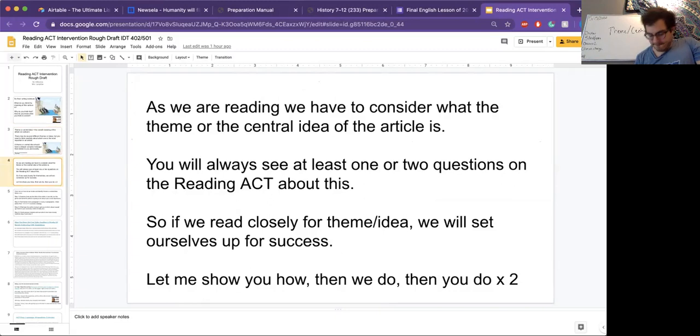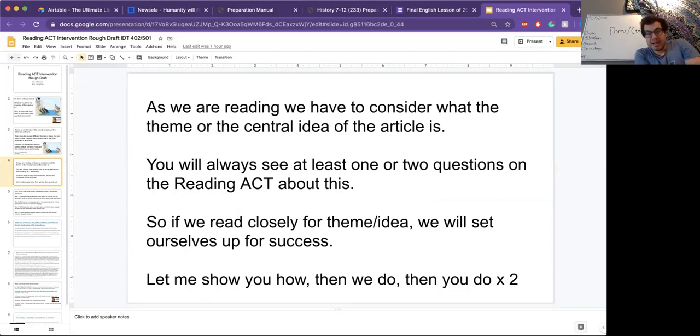Okay, so now that you have your notes down, let me break something else down. As we are reading, we have to consider what the theme or the central idea of the article is. So we're going to bring this back into our Reading ACT now.